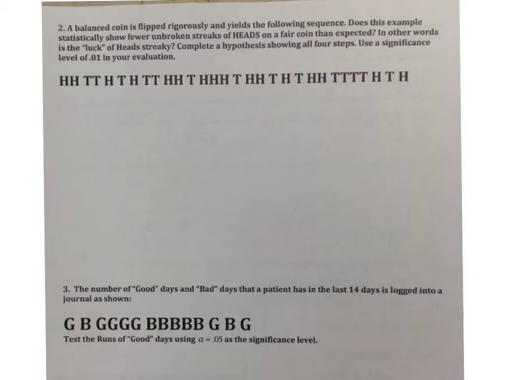A balanced coin is flipped rigorously and yields the following sequence. So does the sample example show fewer unbroken streaks of heads on a fair coin than expected? In other words, is the luck of getting heads streaky? If you take a look at this pattern of heads and tails, does it look like there were lots of streaks or long streaks of heads showing up?